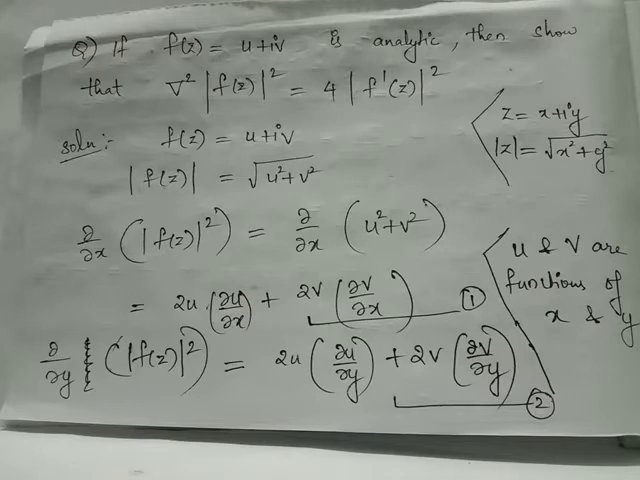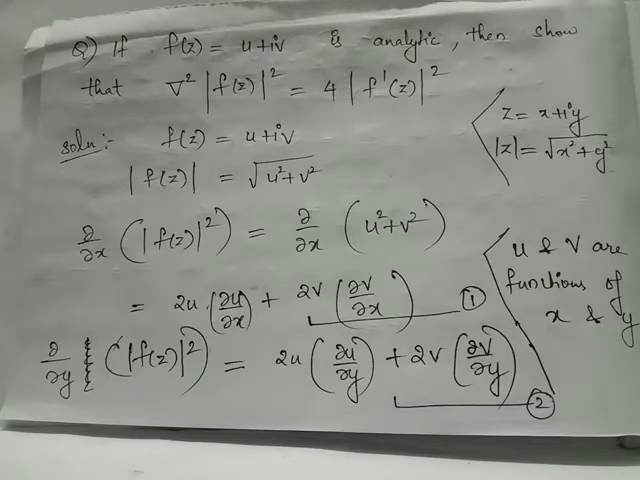Now we evaluate dou by dou x of modulus of f of z the whole square, which is dou by dou x of u square plus v square. Since u and v are functions of x and y, partial derivative of u square with respect to x will give you the term 2u into dou u by dou x. Partial derivative of v square with respect to x will give you the term 2v into dou v by dou x. Similarly, when you carry out partial differentiation with respect to y, you have the terms 2u into dou u by dou y plus 2v into dou v by dou y.